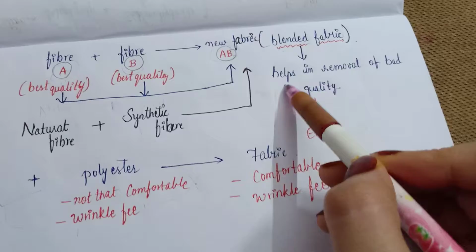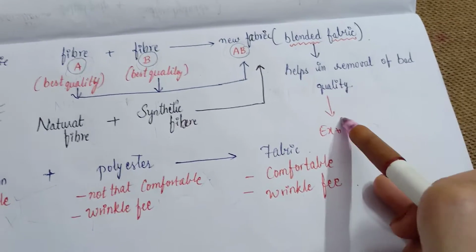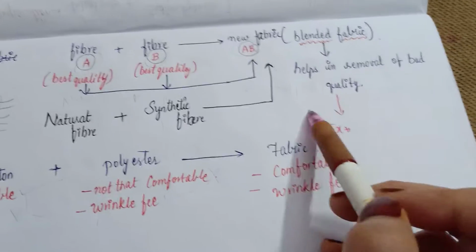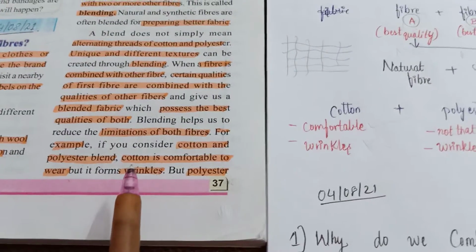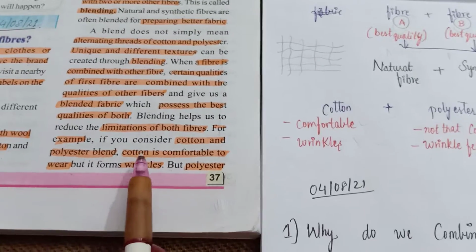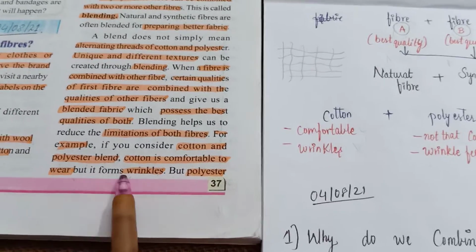So blending helps us in removal of bad qualities. It helps in obtaining good qualities and helps in removal of bad qualities. For example, see, cotton and polyester. When we blend cotton and polyester, cotton is comfortable to wear and wrinkle.